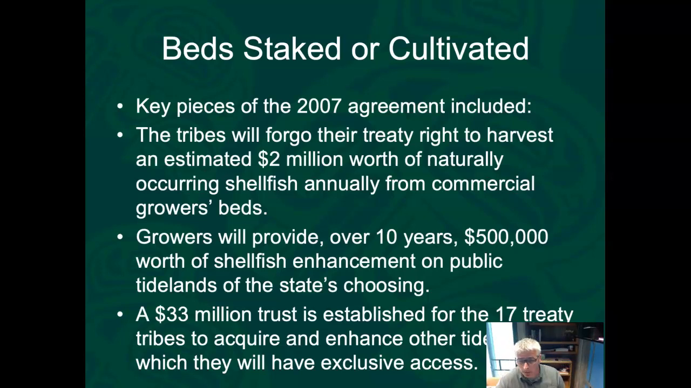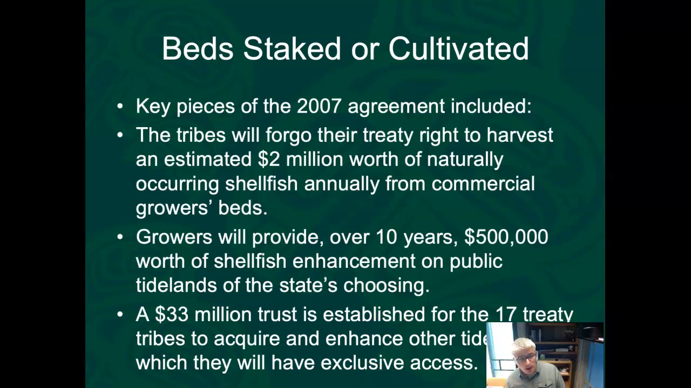And so in exchange, the growers will provide over 10 years, $500,000 worth of shellfish enhancements on public tidelands of the state's choosing, and a trust for tribes to be able to acquire and enhance their own tidelands. And this has been used whenever land from a DNR lease comes up. Because again, Washington State Department of Natural Resources controls the tidelands and subtidal. If there's an aquaculture lease that's not being used and it comes available, a lot of the tribes will then go in and lease that land, tying it up for their exclusive access. And so those funds have been used that way.